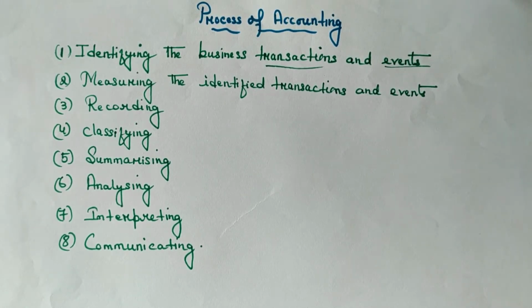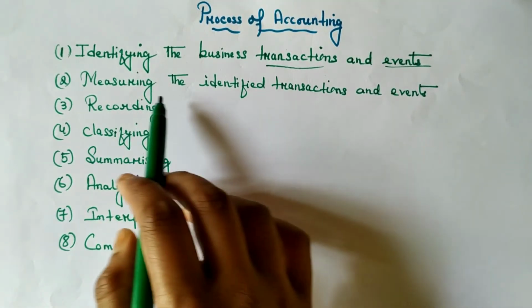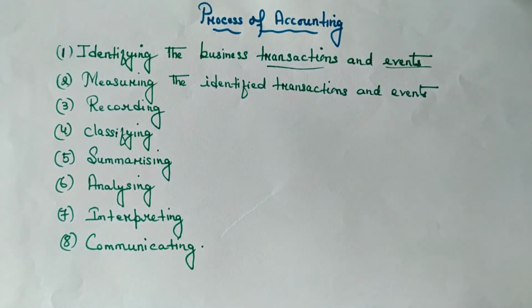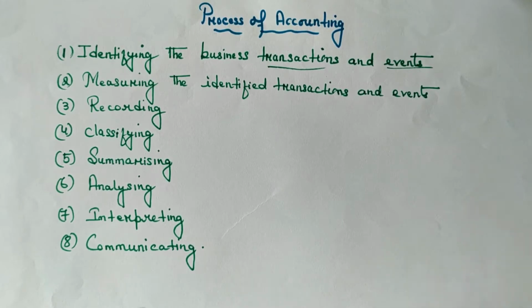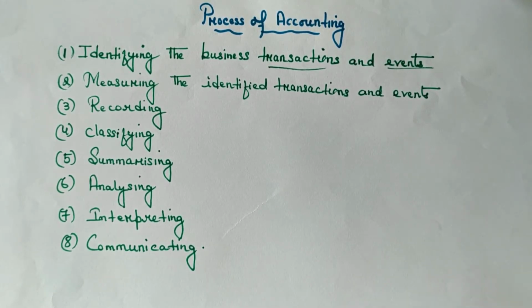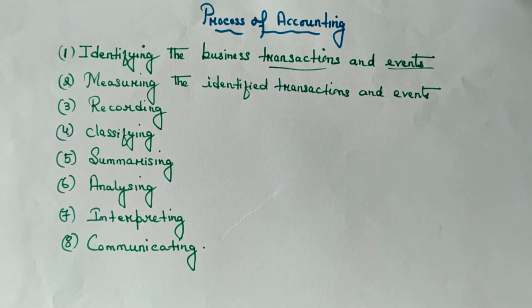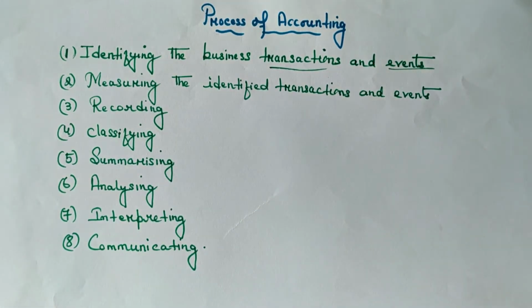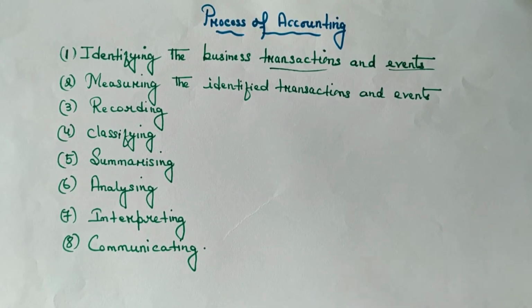Now, the next step in accounting process is measuring the identified transactions and events. In this step, accounting measures the transactions and events in terms of a common measurement unit, that is the ruling currency of a country. In India, we know that the ruling currency is rupee. Likewise, the next step is recording. Now, recording is the basic function of accounting. In this step, all business transactions are recorded in orderly manner.